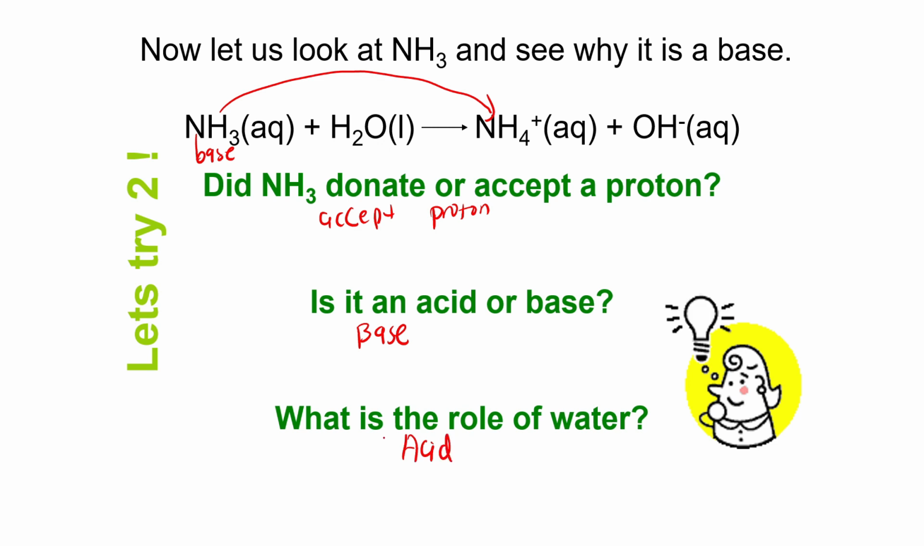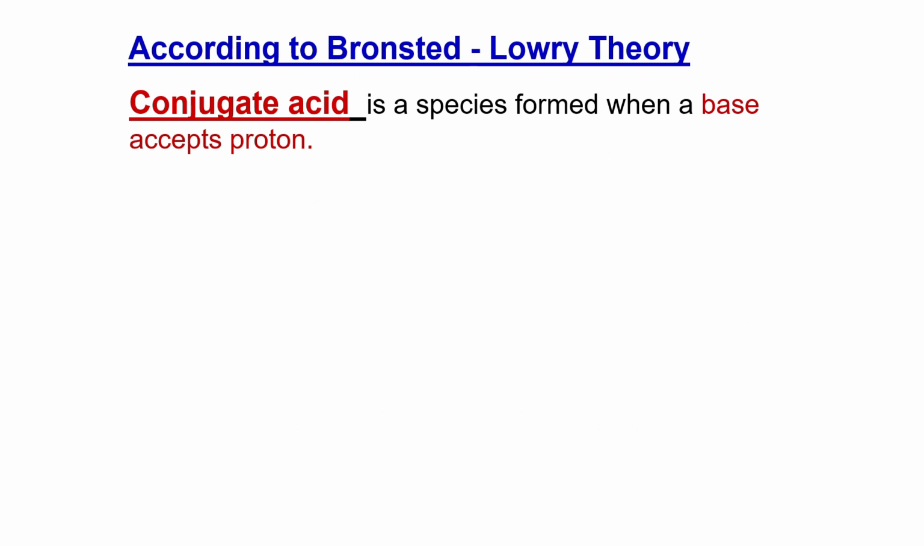So kalau NH3 ialah base, siapa acid? Water. So what is the role of water? As an acid. So compare dengan produk OH-, so H2O hilang satu hidrogen. Proton donor.